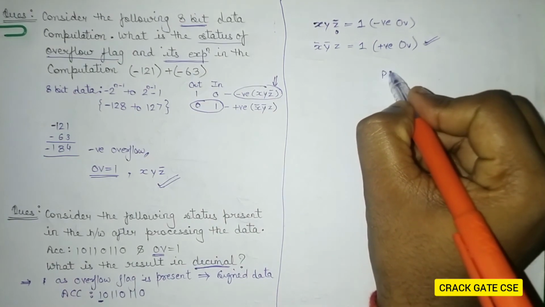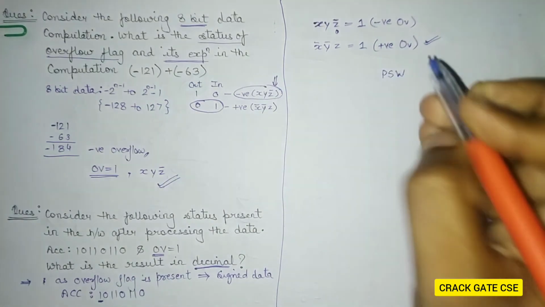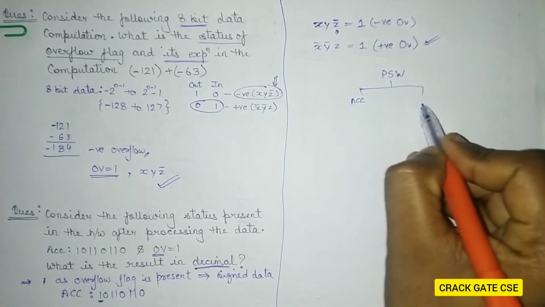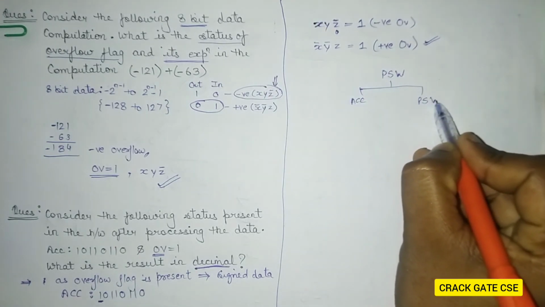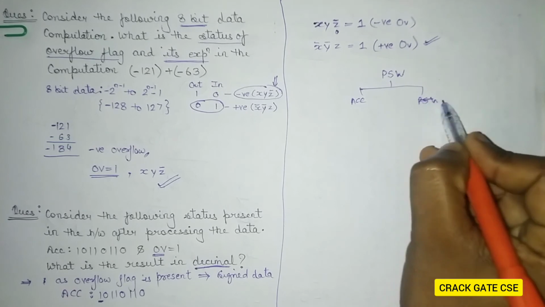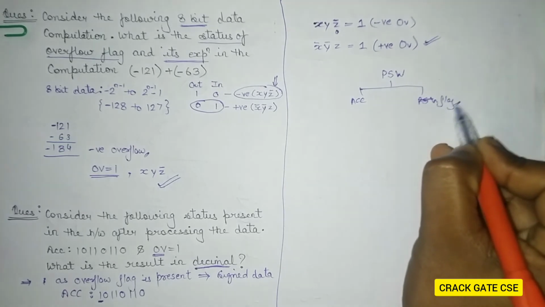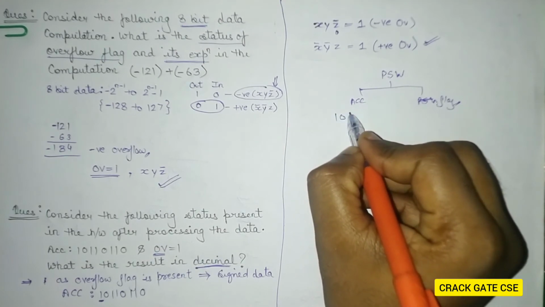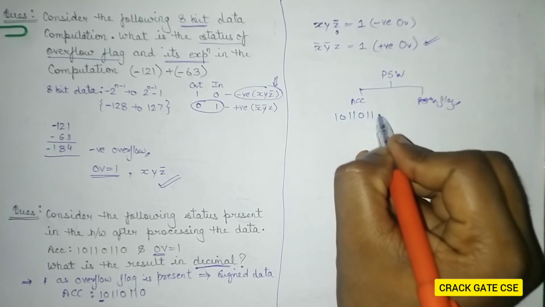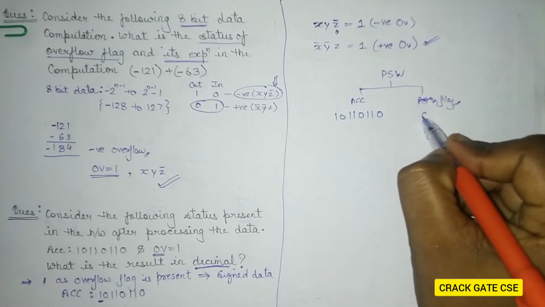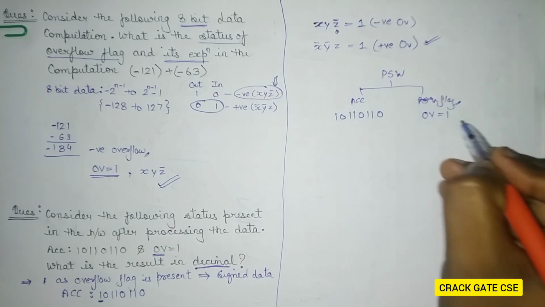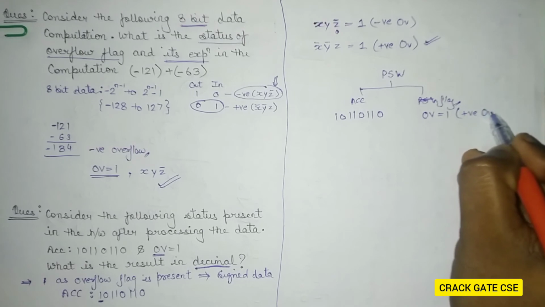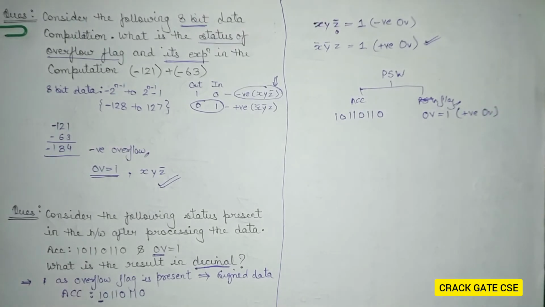So I already explained to you that in PSW there are two things. One is the accumulator, another one is the program status. The flag registers will be there, right? Here we have the flag register. In the accumulator the value is 101101110, and in the flag we have overflow as 1. And we got to know that this overflow is a positive overflow because the z value is 1.